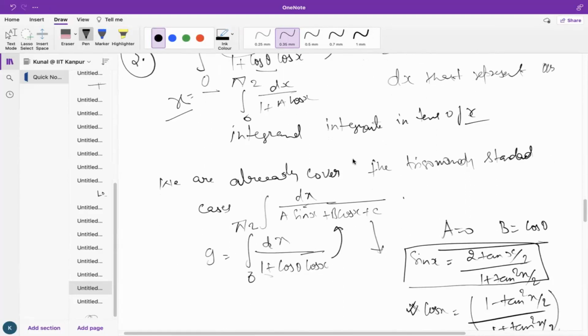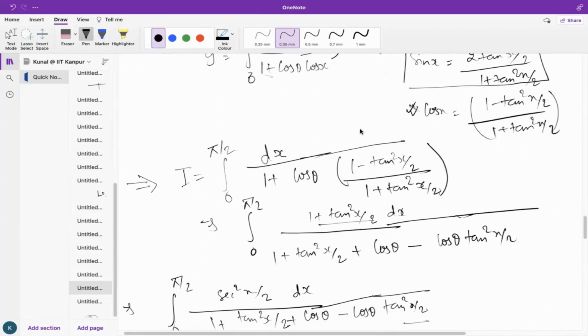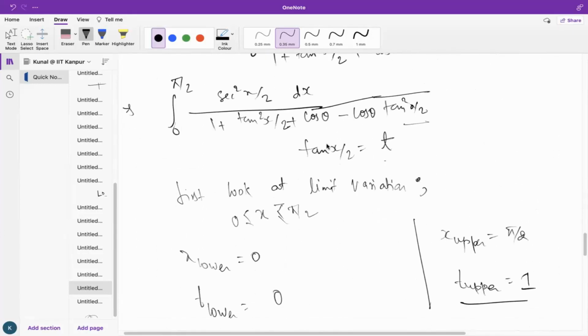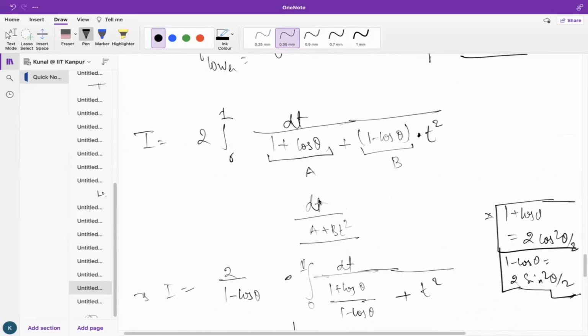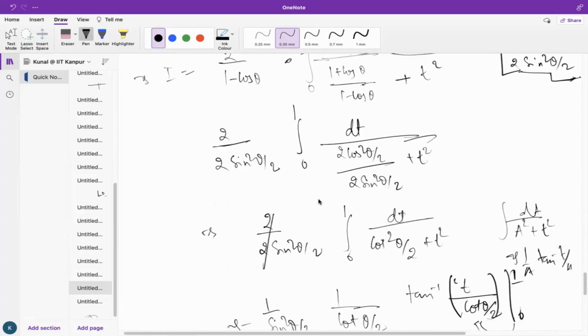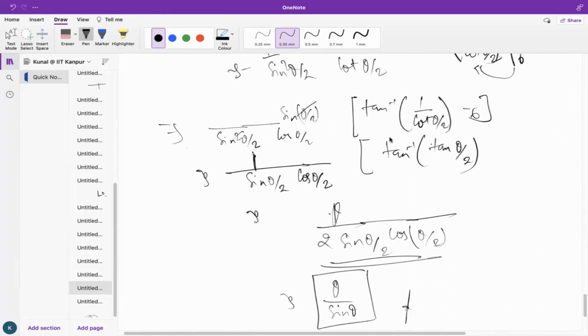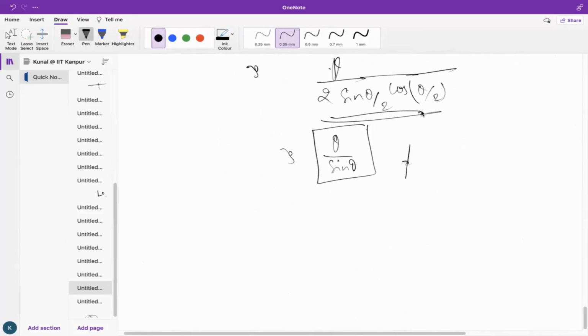And what we do here is first manipulation. We use some standard trigonometric identities, and then we integrate, and then we use the limit variation concept. We vary the limit in terms of t, and then we use some inverse trigonometric functions that you already read in the ITF chapter, and then we get to the final answer. Let's solve a tricky question. Okay, so this has to be noted. This is actually a very important question.